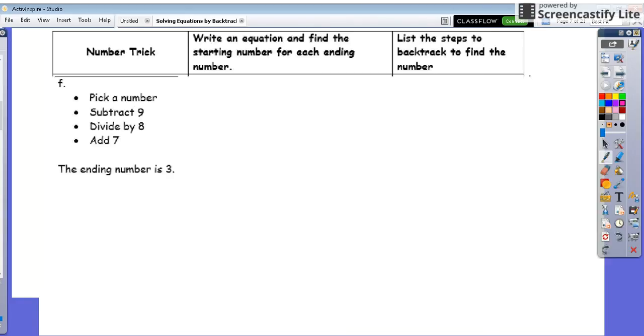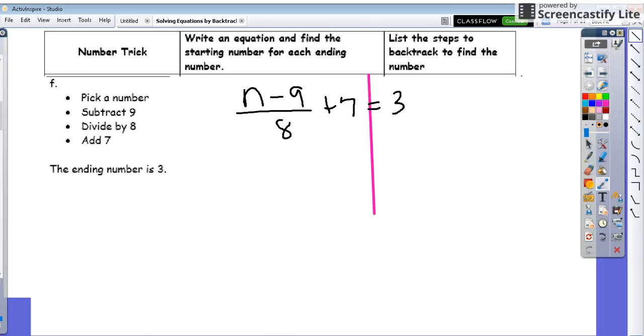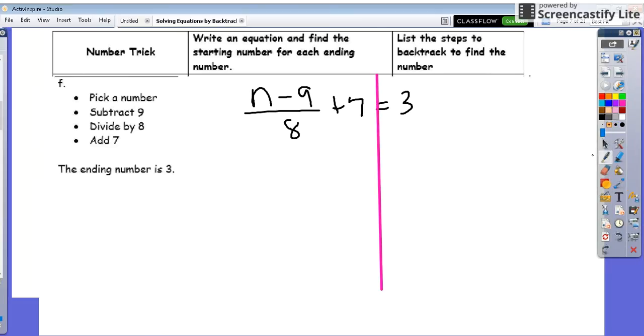All right, so part F, I have pick a number, subtract 9, divide by 8, add 7, and the ending number is 3. So I'm just going to make sure I draw this to keep my work nice and neat. And last thing remember, it's pick a number, subtract 9, divide by 8, add 7. So I subtract 7. I'm just going to copy down what we have left. n minus 9 over 8. And 3 and a negative 7.